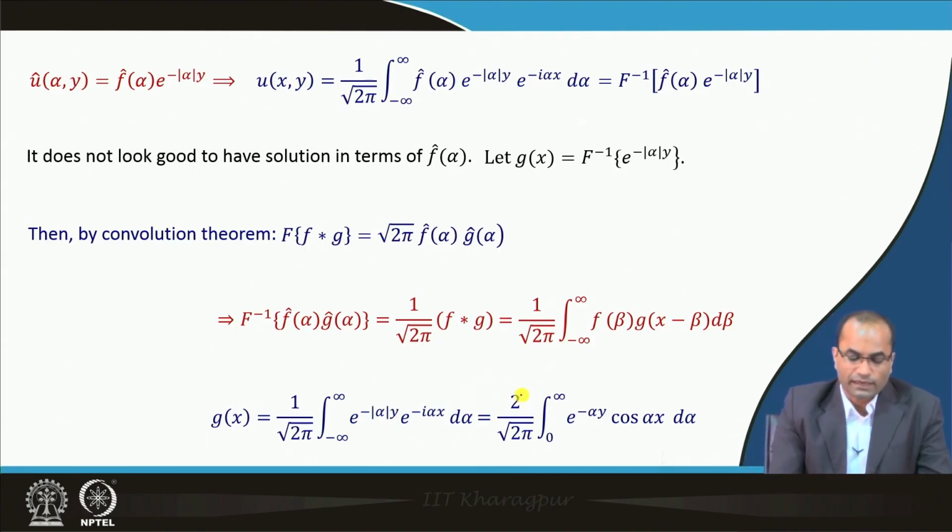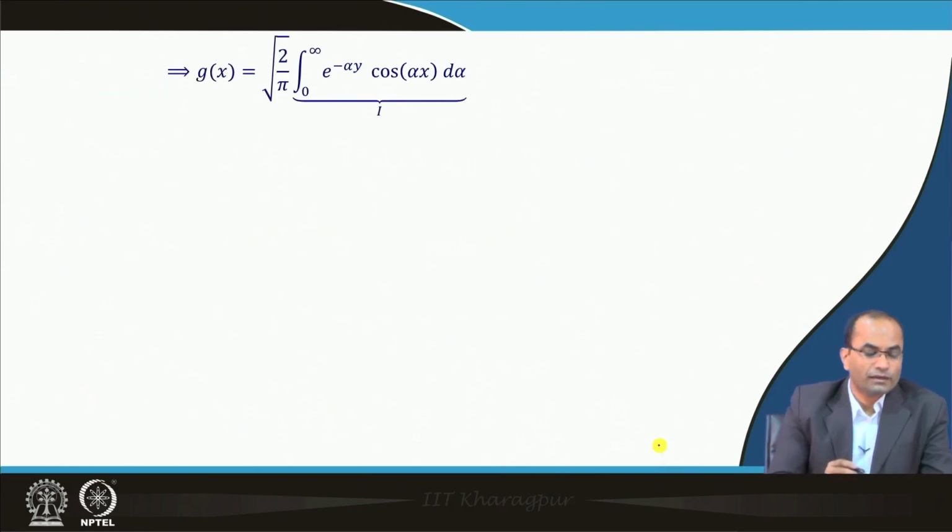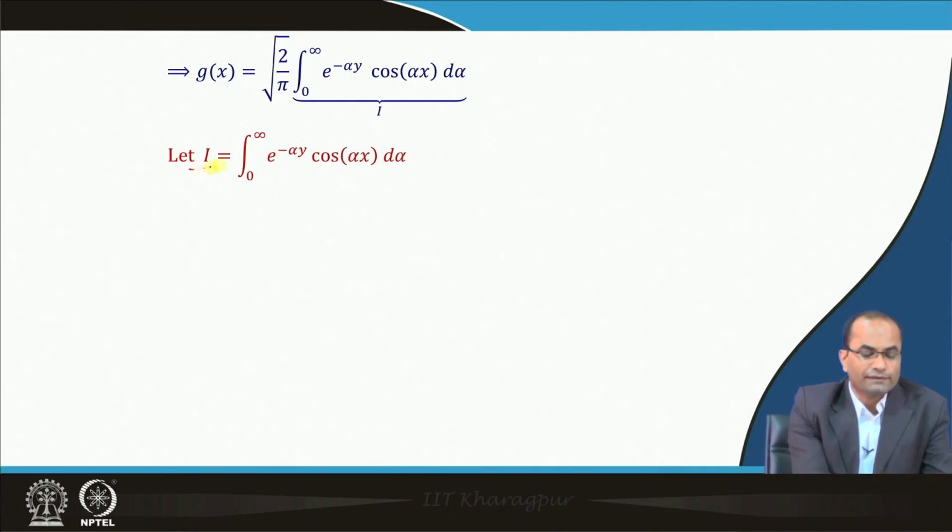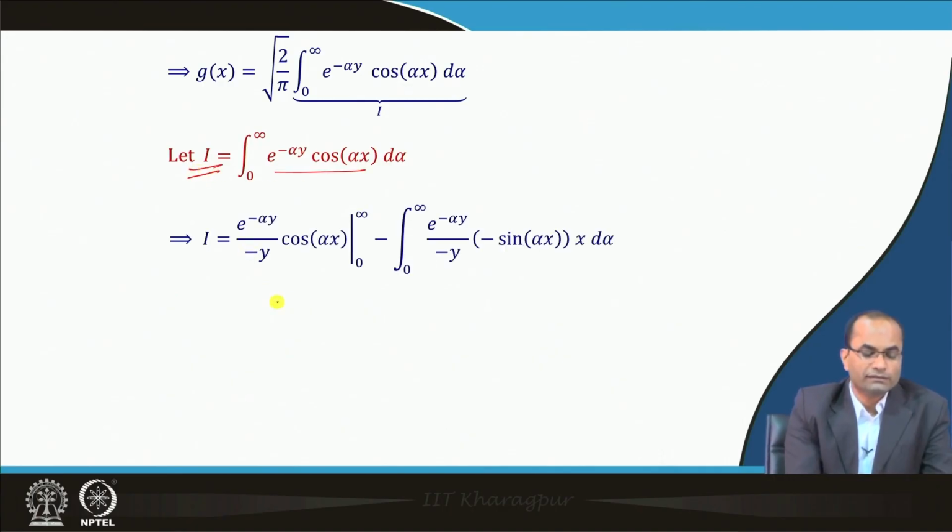So, the value of the second integral with the sine will be 0. Only the first one will survive, and that too with an even integrand. That means we can have 2 times the integral from 0 to infinity. Now alpha is just 0 to infinity, the positive, so we have removed the absolute value. So we have e^(-alpha y) cos(alpha x) d alpha. This integral we can now evaluate.